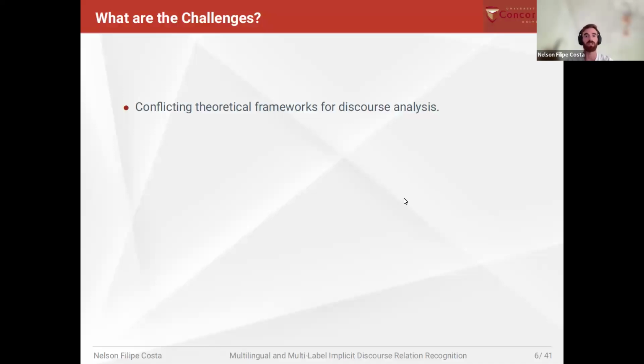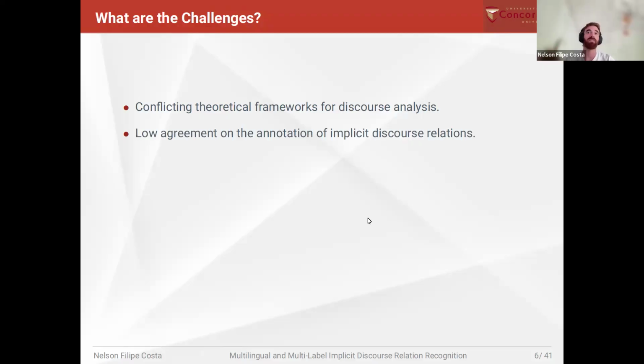But what are the challenges that we face in the discourse community? Over the years, different frameworks have been proposed to model discourse. However, up until today, there's no consensual discourse framework. So we have different research communities in NLP following different discourse frameworks, which makes it hard to have cross-framework applications and even leverage all the resources that we have available. So that's one of the challenges that we have.